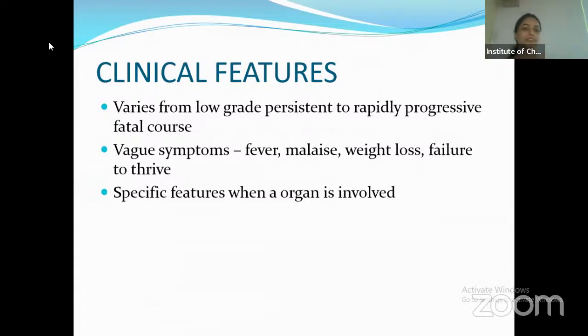Clinical features. It has a variable clinical presentation. It might vary from low-grade persistent disease to a rapidly progressive fatal course. Or there might be vague symptoms like fever, malaise, weight loss, failure to thrive. Specific features are present when a particular organ system is involved.